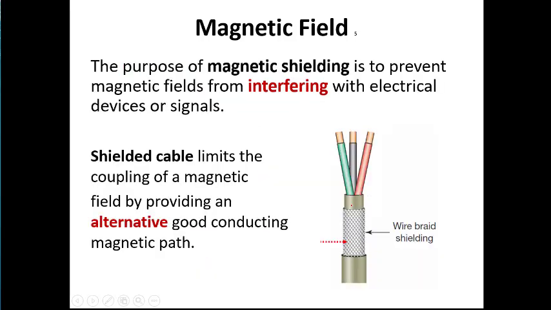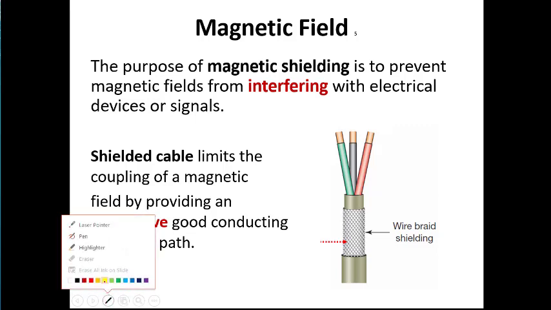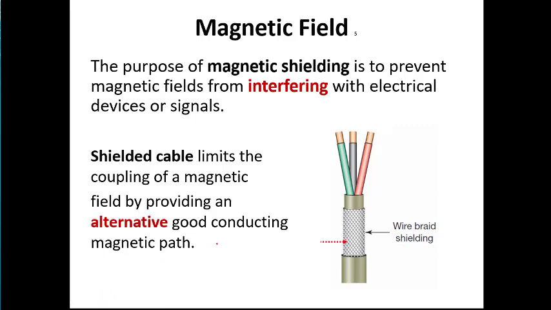When we have magnetic fields near current carrying conductors, it can cause problems. Varying magnetic fields induce currents in wires, and that could be a problem. And so there's a whole line of study which is called magnetic shielding. The purpose of magnetic shielding is to prevent magnetic fields from interfering with the electrical devices or signals.